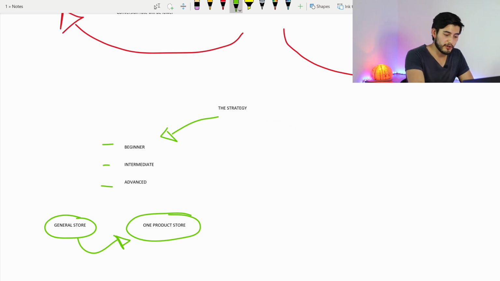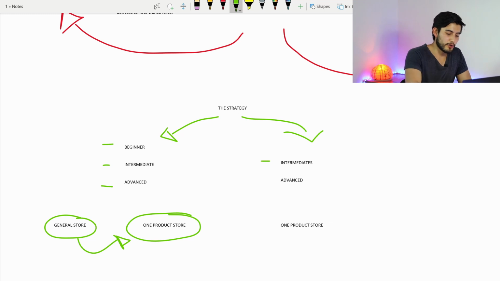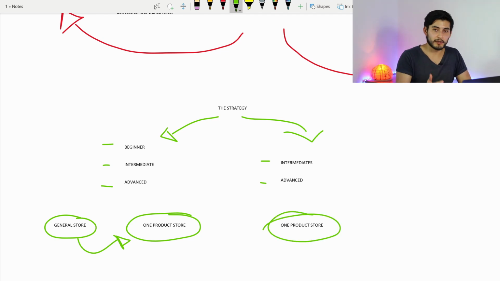But the second option right here will be for intermediates and for people that are advanced. In this case, of course, what you can do is create a one product store since the beginning. If you think that you have enough experience and if you find a product that you think will really work, and if you have no doubt that this product is going to work, then it doesn't make sense to create a general store, because in that case, it is just going to be more efficient and a better option to go for a one product store. So if you are an intermediate or if you are more advanced, you can start with a one product store.